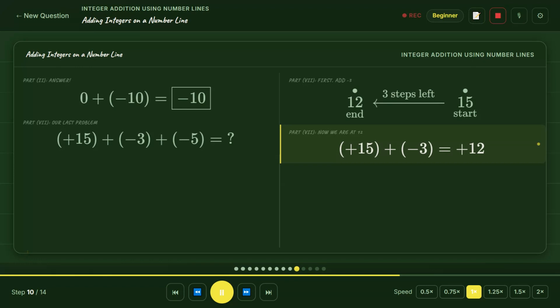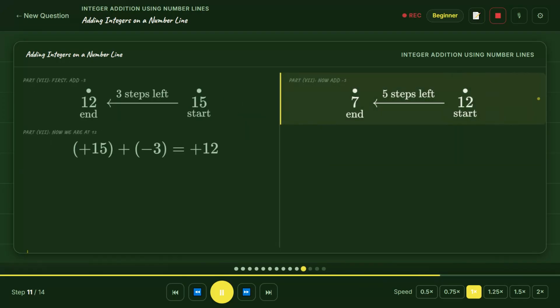Now we still need to add negative 5 to this 12. Let's keep going. Now from 12 we add negative 5. So we walk 5 more steps to the left. Count with me. 11, 10, 9, 8, 7. We land on 7.